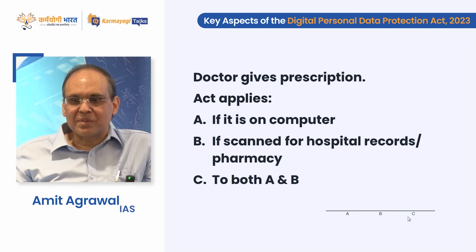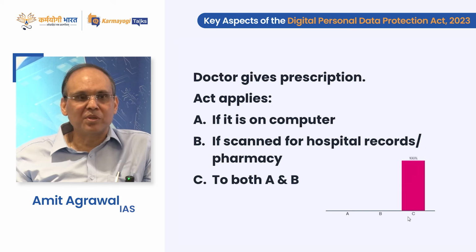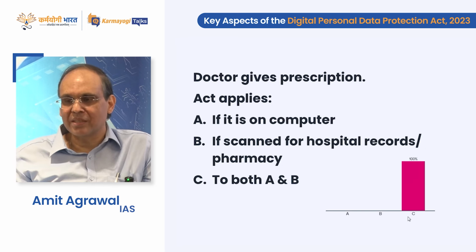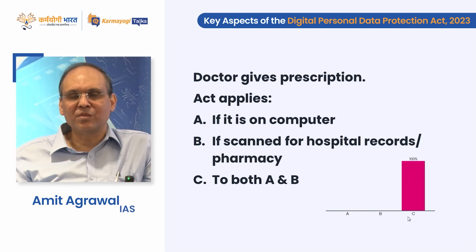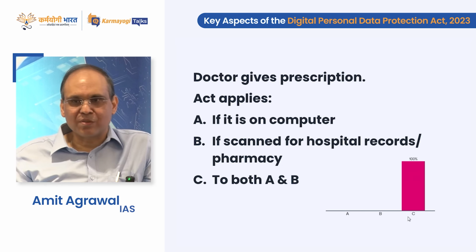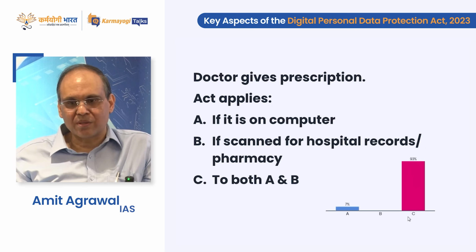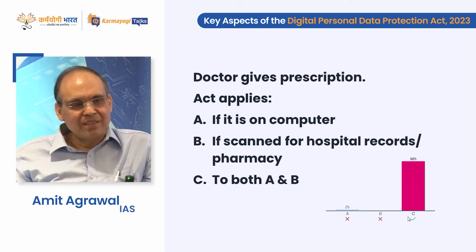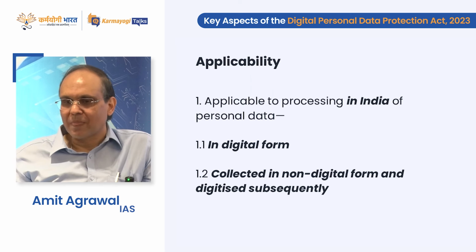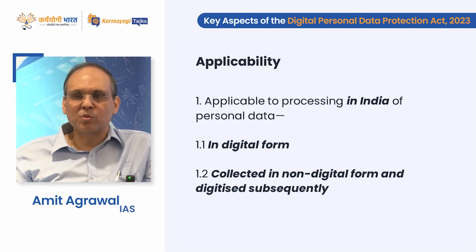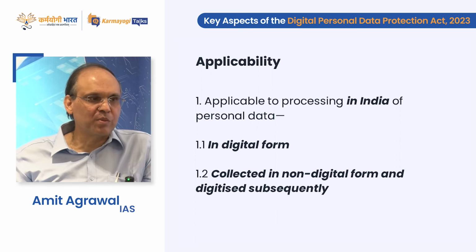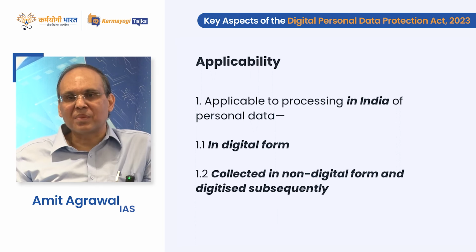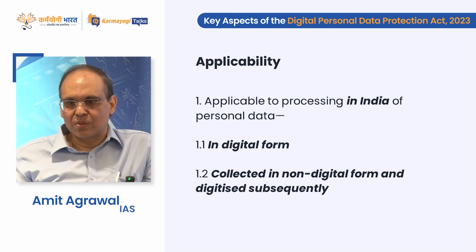Next: a doctor gives you a prescription, and the act applies if the prescription is generated on the computer, like you go to a corporate chain clinic and they give you a computer generated one. Other places, you go to a private clinic and they give you a paper written slip, and on the way out somebody scans it for record keeping, or you present it at the pharmacy, they generate a record there, they digitize it. So in which cases does it apply? Again, I think pretty much everybody is getting it right. You can show the answer. Right, so the point is that it applies also if data is collected initially in non-digital form and digitized subsequently. Which could be a lot of historical government cases where you get application forms filled and they are digitized subsequently. The act starts applying from the time you digitize it.